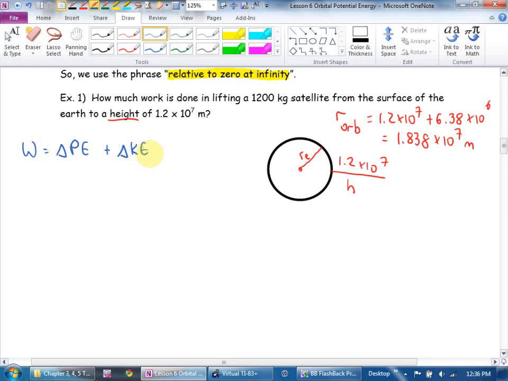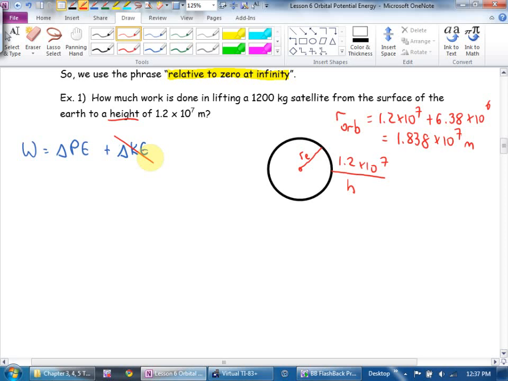So here's our satellite on the Earth's surface. What's its kinetic energy right now? Zero. And when I lift it up and just leave it hanging there, what's its kinetic energy at the end? Zero. So I'm going to cross this out, but I'm always going to remind myself that it's there, because as soon as they start saying, oh, and put it in orbit, well, then there's going to be some kinetic energy to boot.